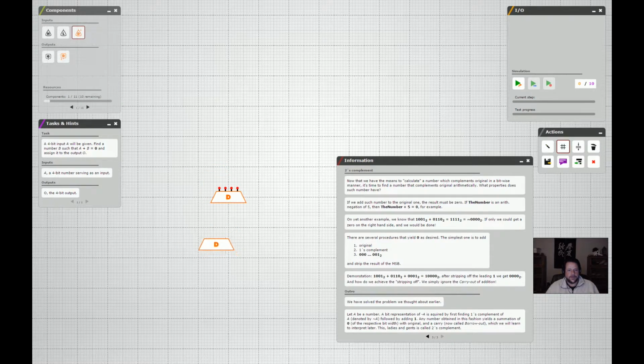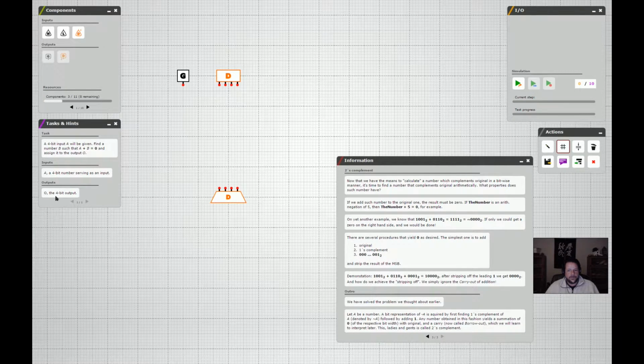So he's given us 4 bits in. We don't need another one of those. Thank you. Find a number B such that A plus B equals 0 and assign it to the output O, which is the output O right there. There we go. We also need to, it sounds like, get rid of the carry. So we can use this output ground here, which will throw the output of the carry into that.